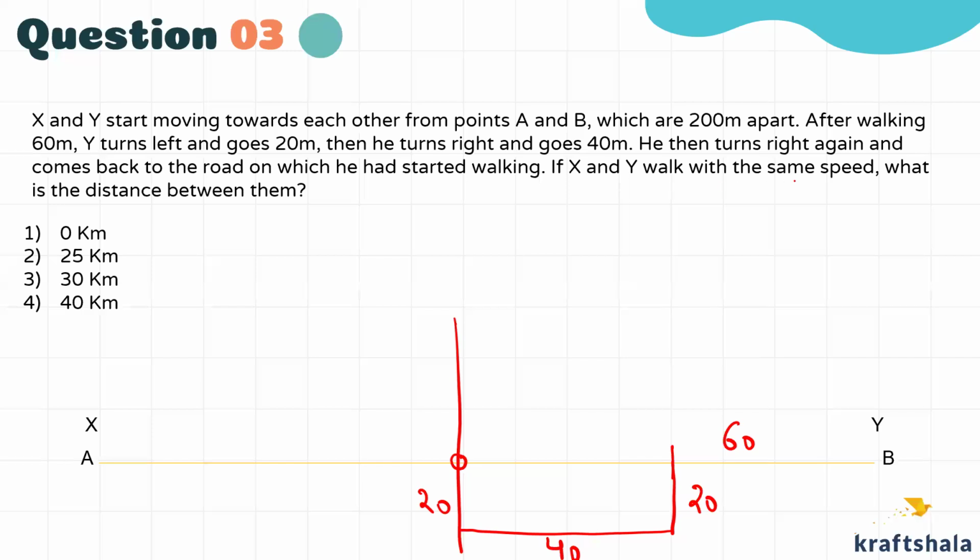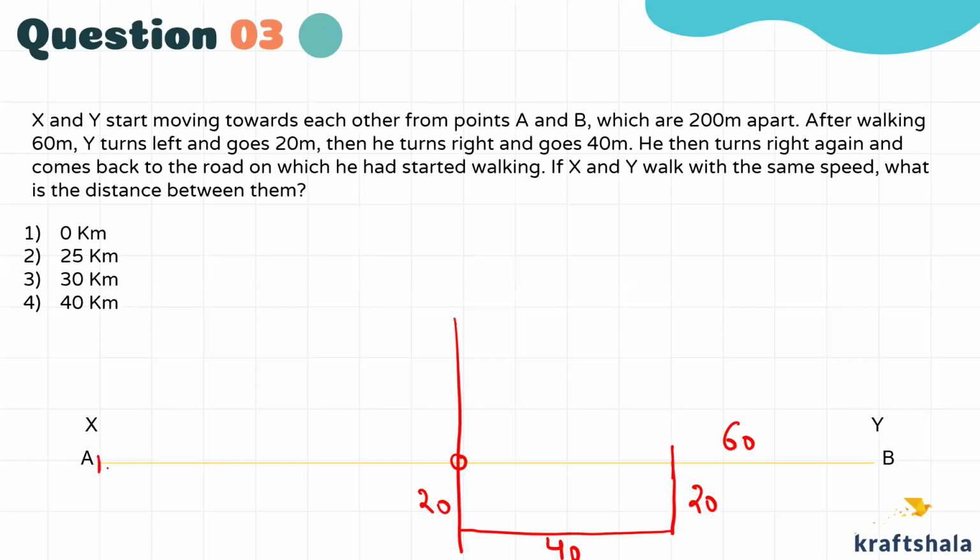Now, X and Y are walking with the same speed. So basically, X is not taking any turns. So both are walking with the same speed, so they will cover the same distance as well, right? Now, how much distance has Y covered? 60 plus 20, 80 plus 40, 120 plus 20, 140. So Y has covered 140 distance. So X will also cover 140, but linearly because he has not taken any turns.